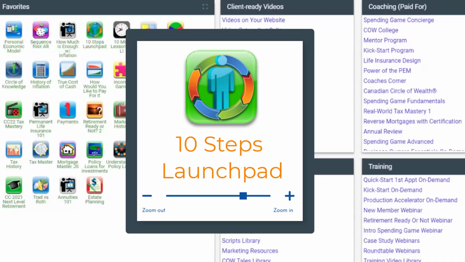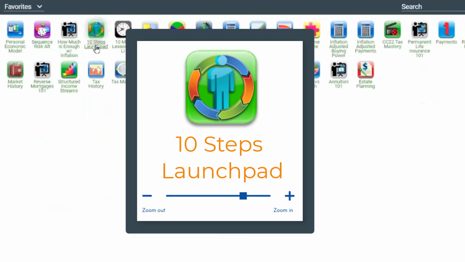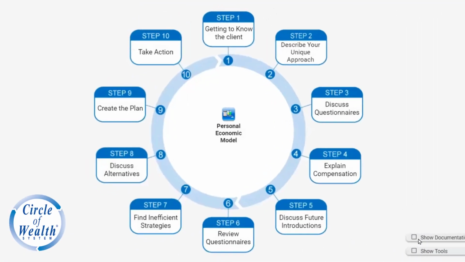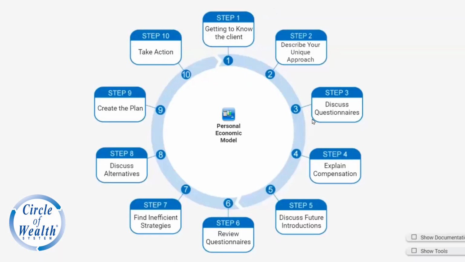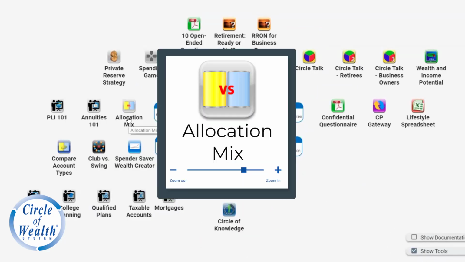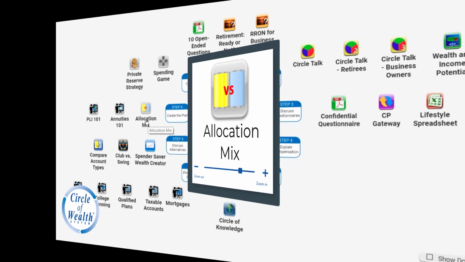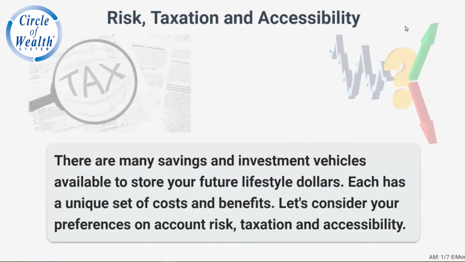Okay. So let's start out in the very beginning and let's go in our 10-step launchpad. So just in the software, clicking on 10-step launchpad right here, going to bring up our major tool where we can start every conversation. I'm going to click on the show tools button down here, and then I'm going to go right into the allocation mix. So this is a step 9 tool where we're helping someone think about how they would ideally want their circle of wealth allocated. And this allows us to talk about both risk and taxation.